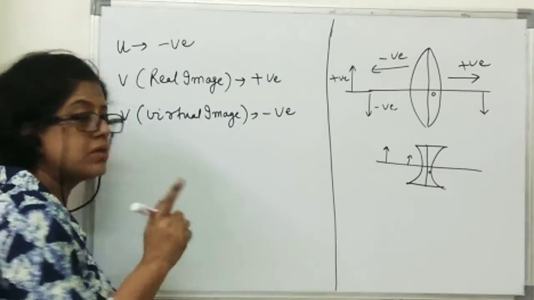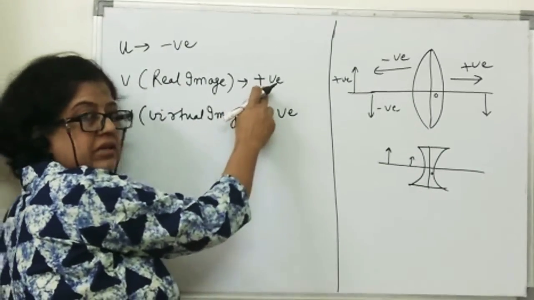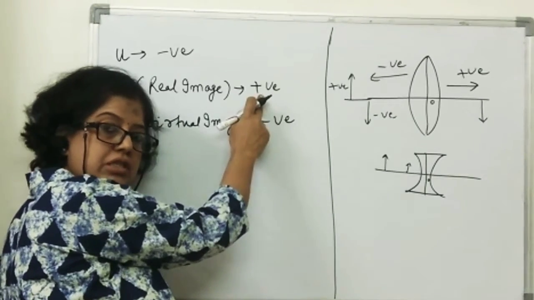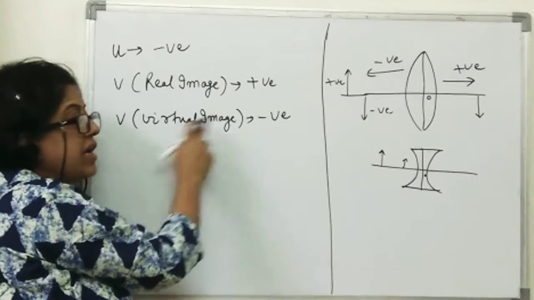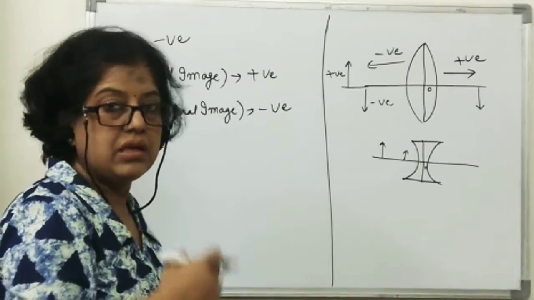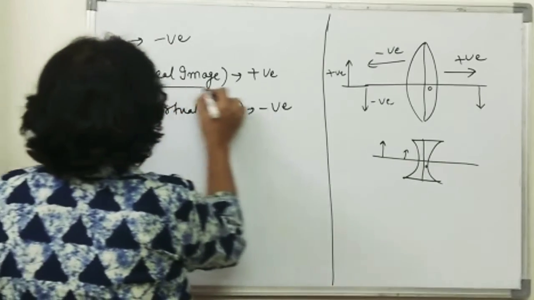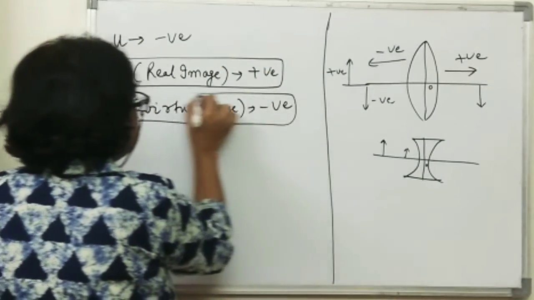Now this is important because in mirrors, V of a real image is negative, whereas in lenses it is positive. In mirrors, V for a virtual image is positive, whereas in lenses it is negative. So it is opposite for mirrors and lenses. This is important. These two signs change. For lenses and mirrors, they are different.